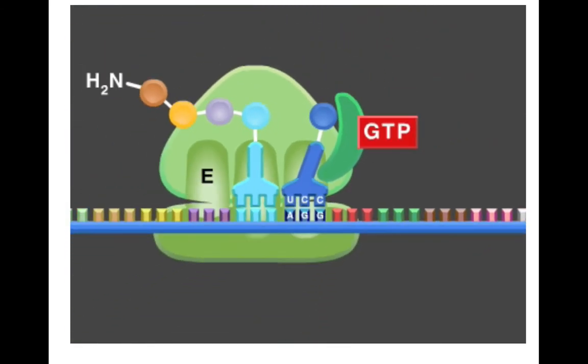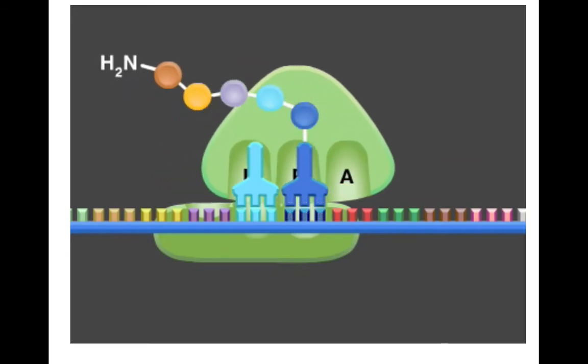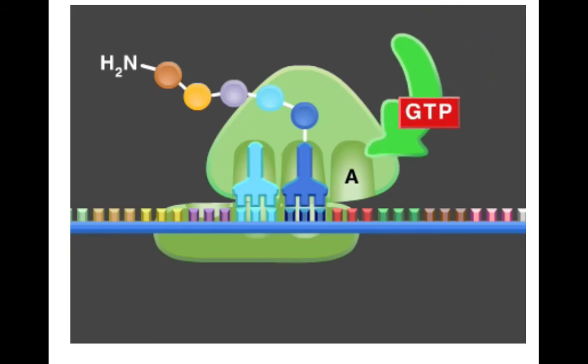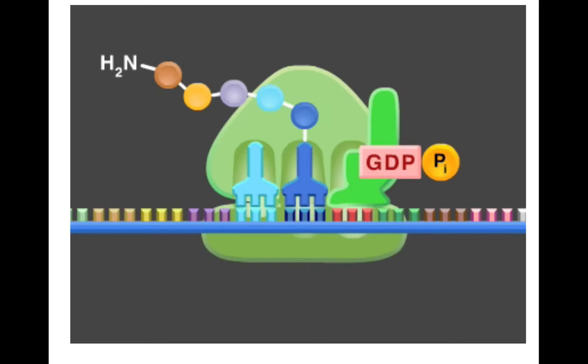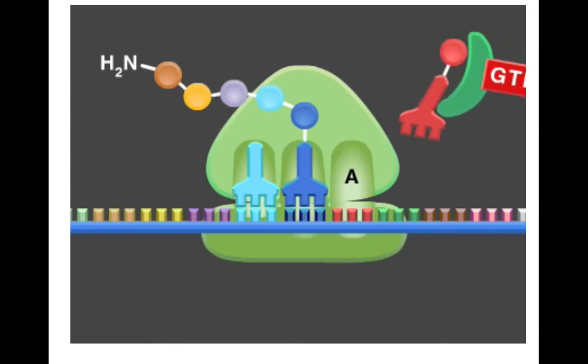Elongation factor Tu hydrolyzes its bound GTP and dissociates. If the tRNA is correctly matched and remains bound for a long enough time, it is committed to be used in protein synthesis. The ribosome catalyzes the formation of the new peptide bond and undergoes a dramatic conformational change. Elongation factor G binds to the ribosome. Hydrolysis of GTP by elongation factor G switches the ribosome back to the state in which it can accept the next incoming tRNA.